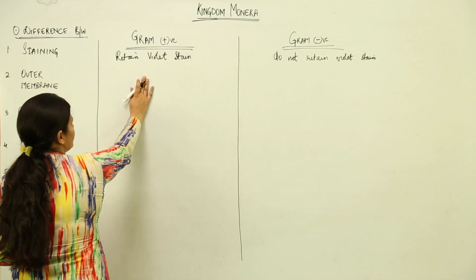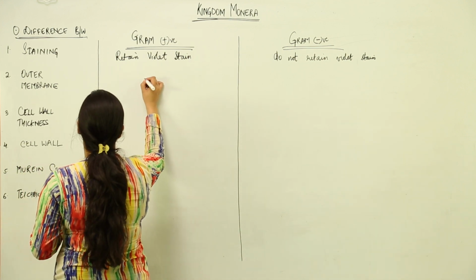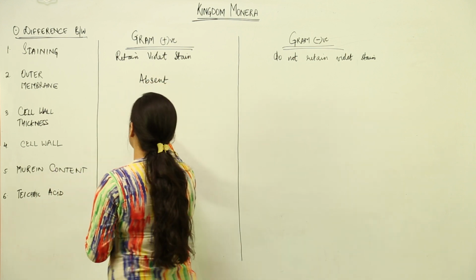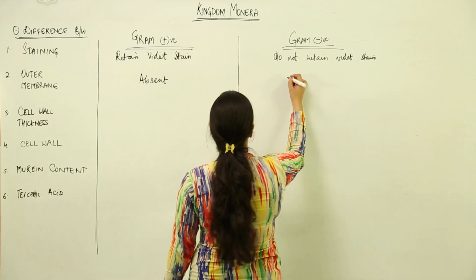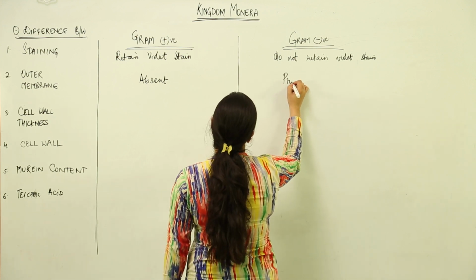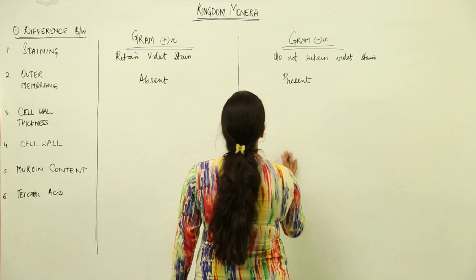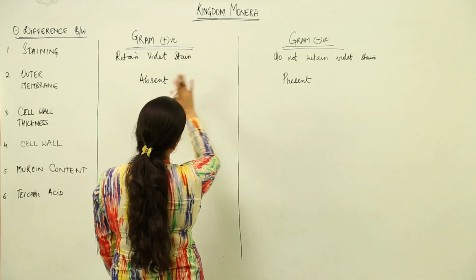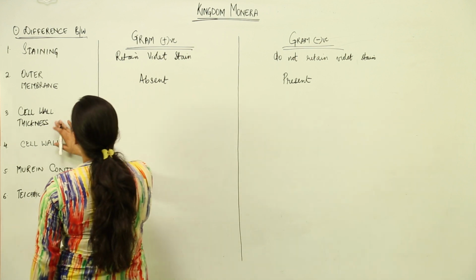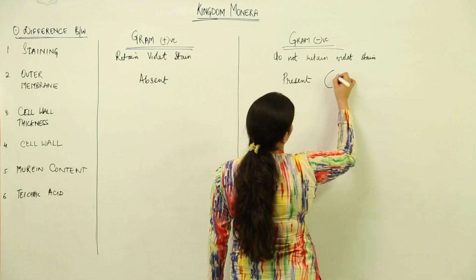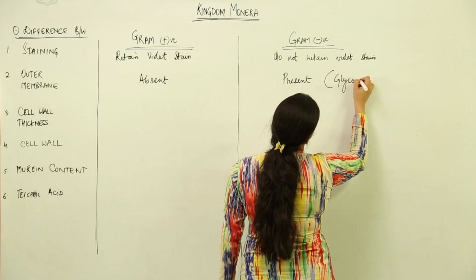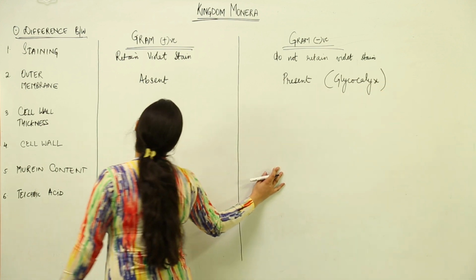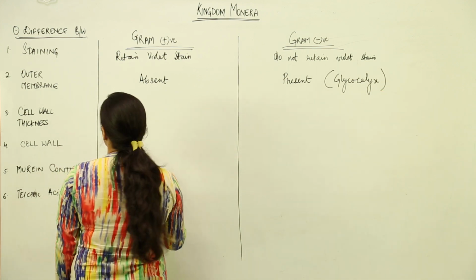Talking about the outer membrane, gram positive bacteria do not have an outer membrane, it is absent. In case of gram negative bacteria, the outer membrane is present. Now what is that outer membrane known as? That is known as glycocalyx. So these have glycocalyx, they do not have glycocalyx. Glycocalyx could be present in the form of capsule, or it could be present in the form of slime layer. We are going to discuss that in detail.